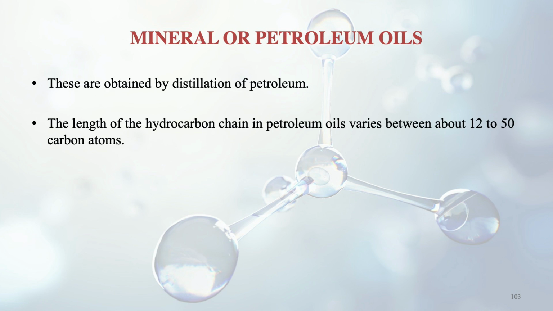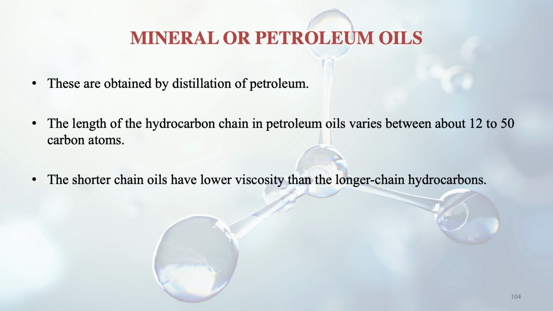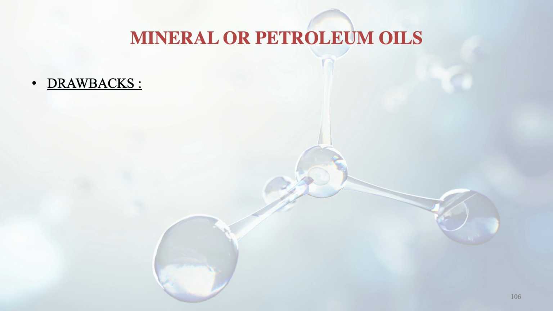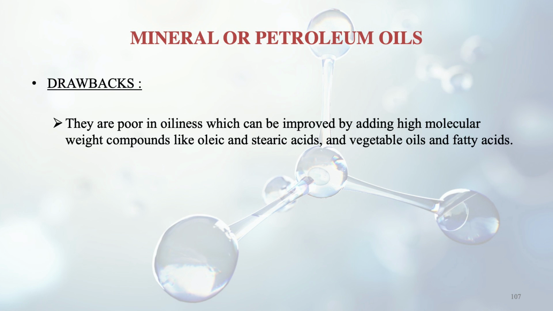And the length of the hydrocarbon chain in petroleum oil actually varies between about 12 to 50 carbon atoms. So quite a lot of variation is there. Shorter chain oils have lower viscosity than the longer chain hydrocarbons. And these are most widely used because they are cheap and available in abundance. Like in case of animal and vegetable oils, they were said to be costly. But these also have drawbacks, like they are poor in oiliness. They are not as good as the vegetable or the animal oil.